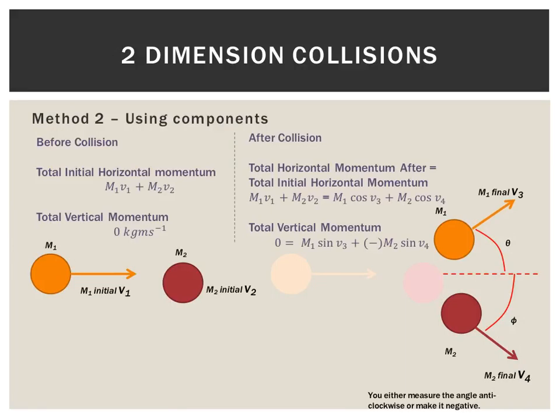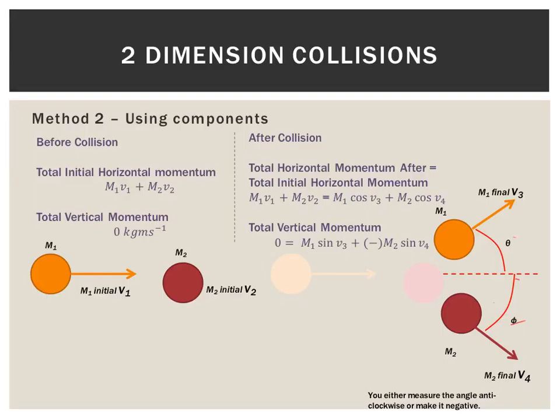Method 2, using components: the total momentum horizontally can be found beforehand. In this case it's just M1 V1 because this was equal to 0. And that gives you the total horizontal momentum before, and that must be consistent afterwards. So this value here, which is the same there, is equal to the same horizontal components of these two, that component and that component, added together afterwards.